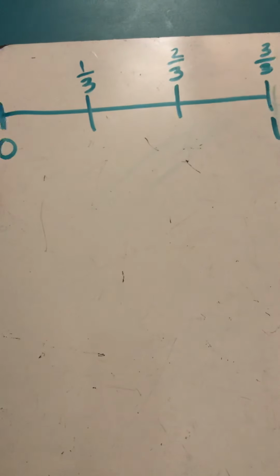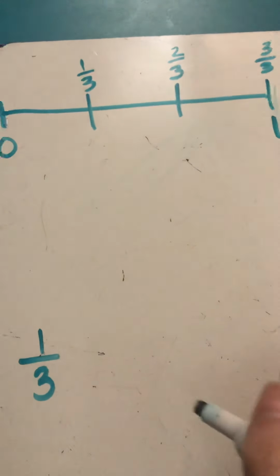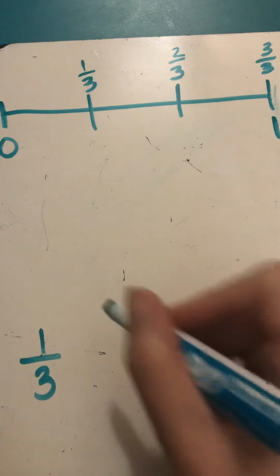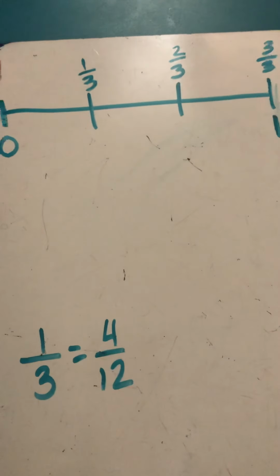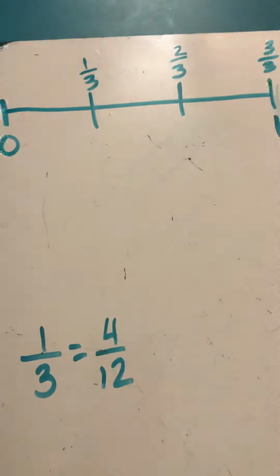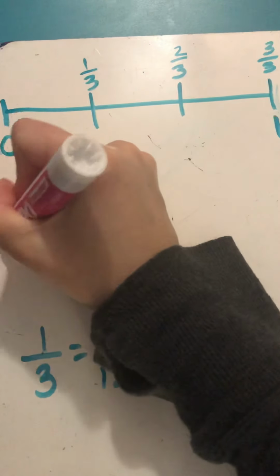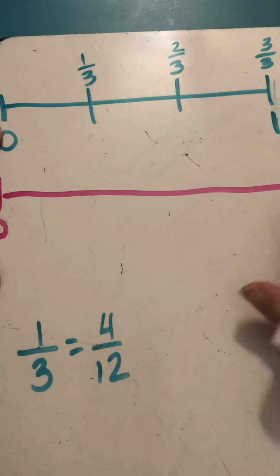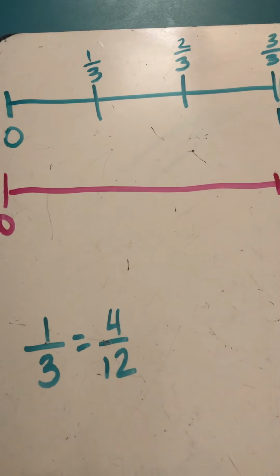So let's say then I want to see if 1/3 is equivalent to 4/12. Okay, are these equal? Are they the same thing? So let's draw another number line. I'll do it in a different color. Here's my other number line. 0, bring my line all the way across. 1. So now I've got to split this one into 12s, okay?